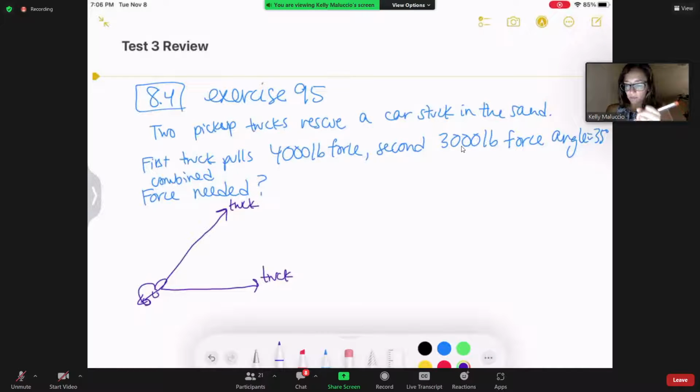And one of them, they said, is 4,000 pounds. The other is 3,000 pounds. Wow, that just sounds like a lot. And this angle is 35 degrees.